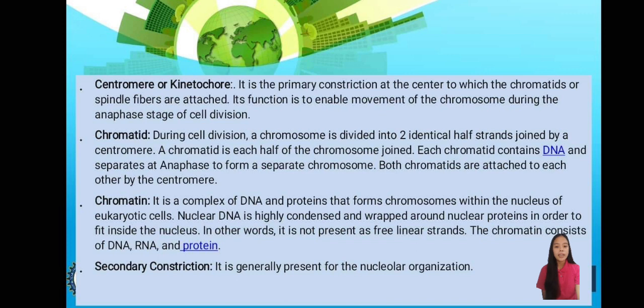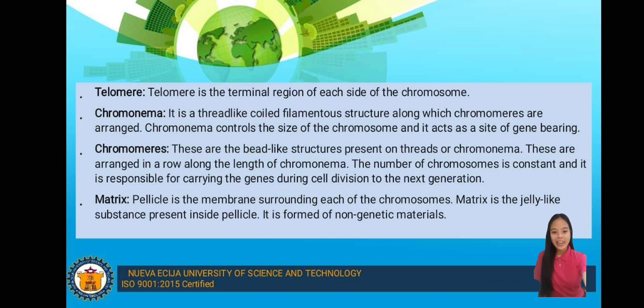Next, chromatin. Ito yung complex of DNA at proteins na bumubuo ng chromosomes within the nucleus of eukaryotic cells. The chromatin consists of DNA, RNA, and protein. And last, secondary constriction is the constricted or narrow region found at any point of the chromosome other than that of the centromere. Next, telomere.